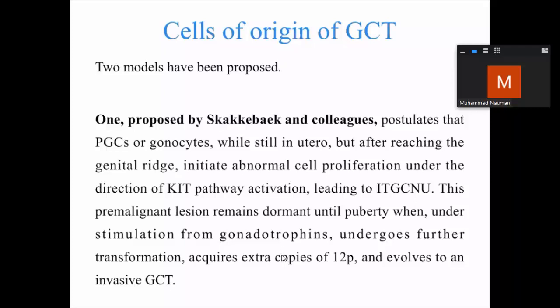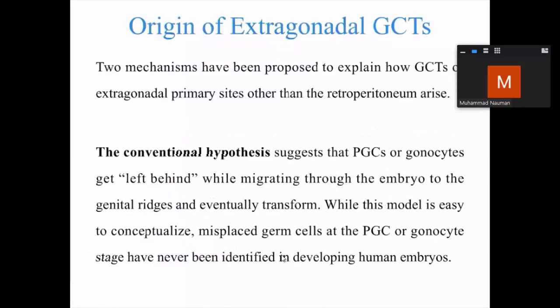Right. Okay. And now there are hypotheses or models for the origin of extragonadal germ cell tumor. Two mechanisms have been proposed to explain how germ cell tumors of extragonadal primary sites other than the retroperitoneum arise. The conventional hypothesis suggests that the primordial germ cells or gonocytes get left behind while migrating through the embryo to the genital ridge and eventually transform. While this model is easy to conceptualize, misplaced germ cells at the primordial germ cell or gonocyte stage have never been identified in the developing human embryo.